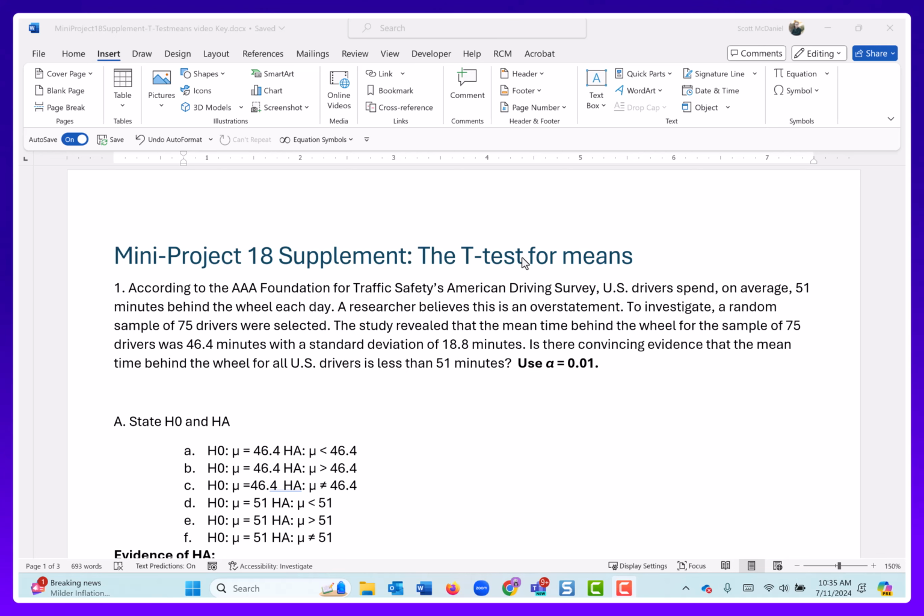Okay, this is the mini project supplement for the t-test for means. We have 3 problems here.